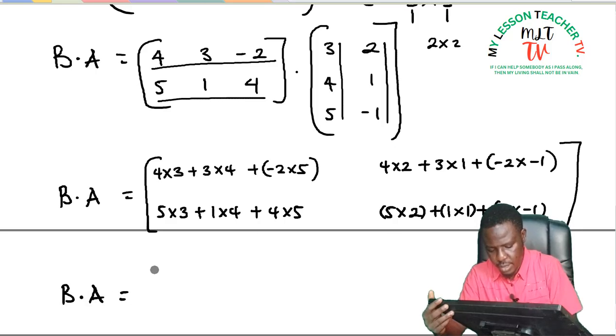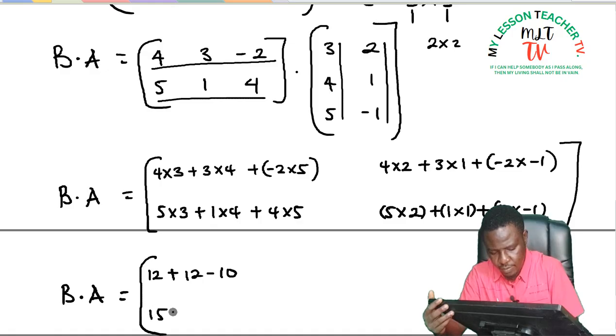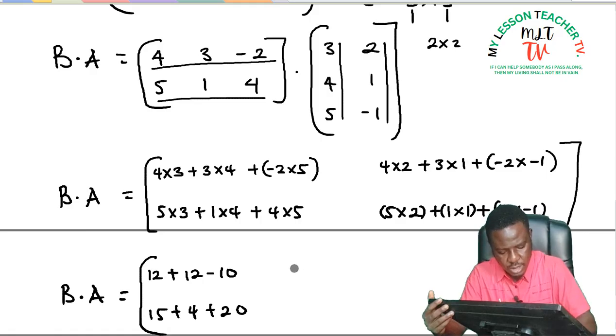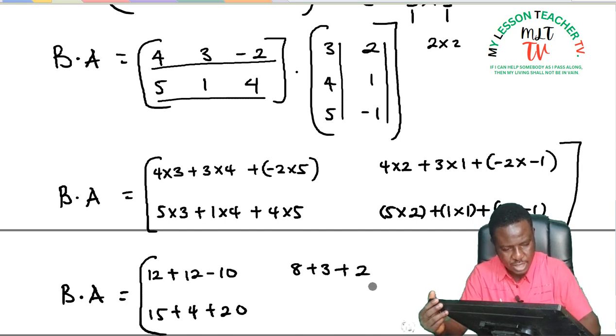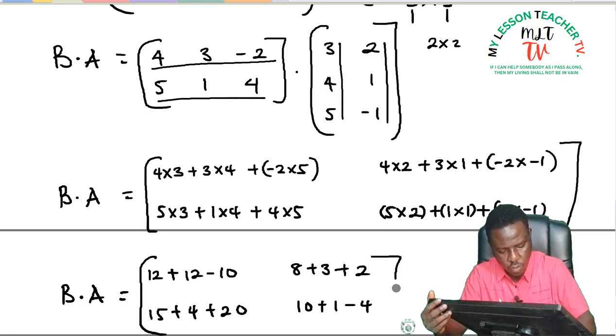BA is equal to 4 times 3 is 12, plus 12, minus 10. This will be 15 plus 4 plus 20. And this is 8 plus 3 plus 2. When you multiply out negative, it becomes positive. This gives us 10 plus 1 minus 4.